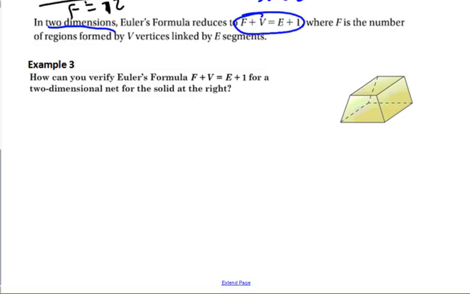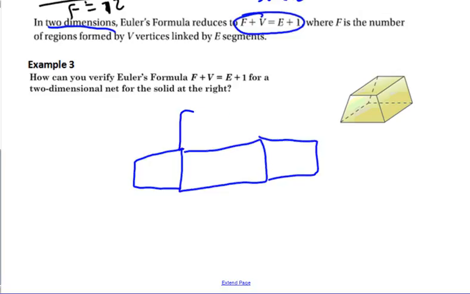So, example 3. How can you verify Euler's formula for a 2-dimensional net of the solid at the right? When we're saying a 2-dimensional shape, we're taking this and making it a net. So, in other words, let's make the net then. We have this base, which would be the bottom one like that. We have a side that goes out like this. A side over here that goes out like this.